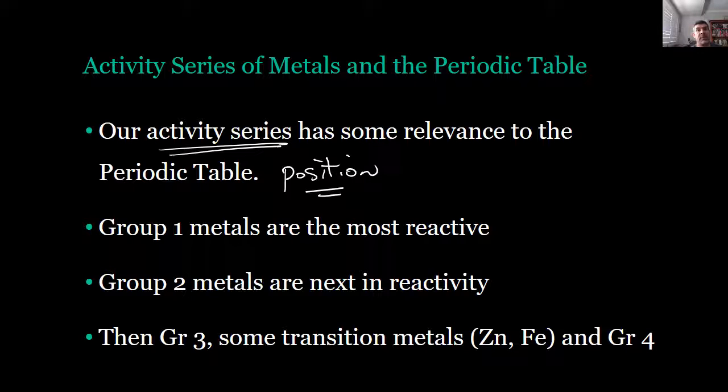When we do this, we find a couple of things. Firstly, the group 1 metals are the most reactive. So those ones on the extreme left of the periodic table going down, these are the most reactive metals. Right next to them are the group 2 metals, the alkaline earth metals, and they too are active metals, high in reactivity, though not as high as the group 1 metals.